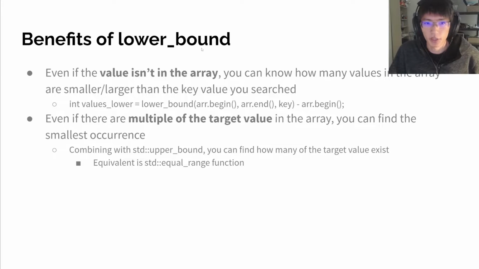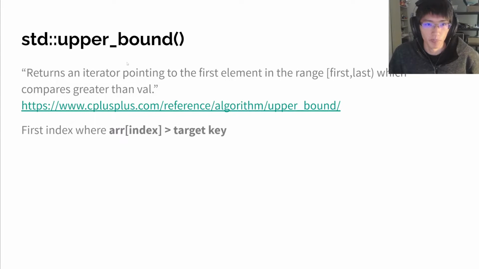Some benefits of lower bound are that even if the value isn't in there, you can know how many values in the array are smaller or larger than the value that you searched. And if there are multiple of the target values, you can find the smallest occurrence. You can combine it with something called upper bound in order to find out how many of the target value exist. Upper bound, just quickly, is going to return the first element in the range first to last which compares greater than the value, so the array value is greater than, not including, the target key.